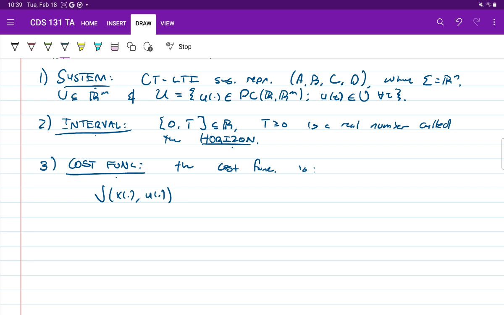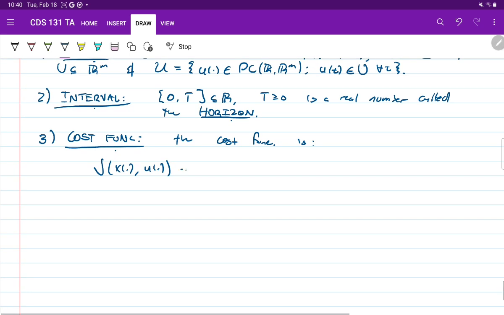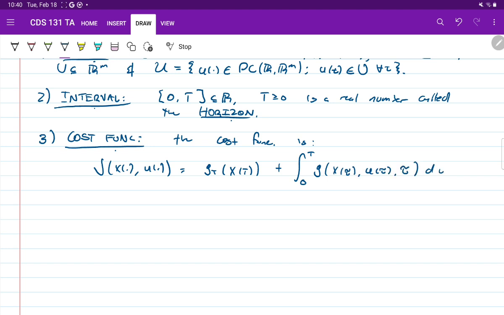You could make of that what you will, but effectively these functions will be sufficiently regular such that they won't have any problems with Riemann integrals, right? So J is equal to g_T of x at time T. So we have a terminal cost term, same as before, plus now an integral from 0 up until time T of g of x of tau, u of tau, tau, d tau, okay? This is going to be my cost.